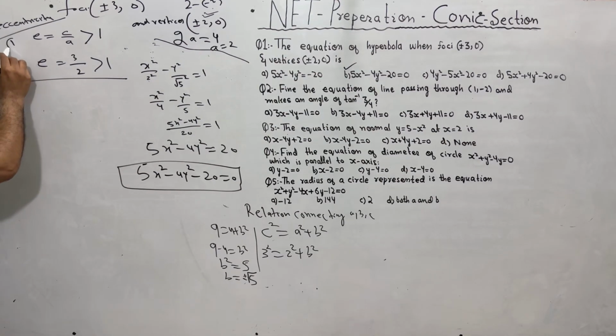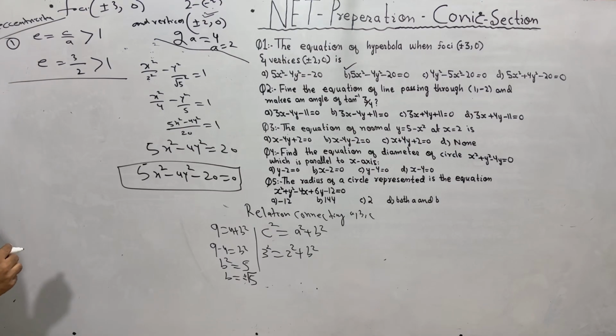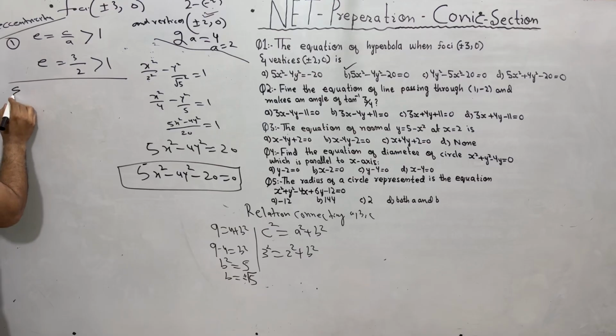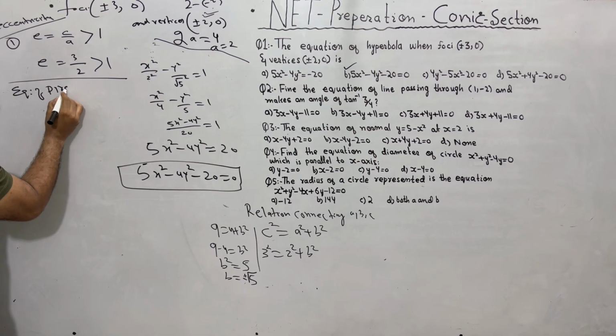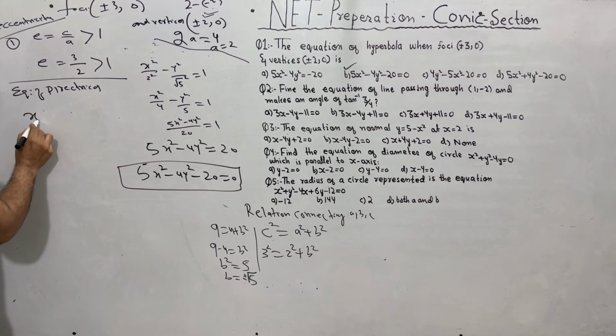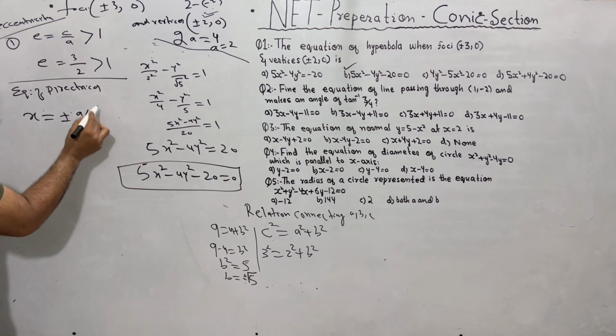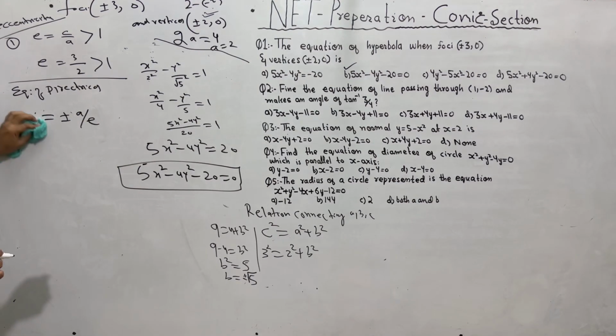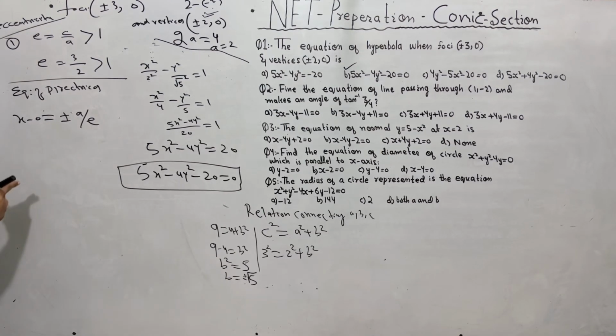That is one element. Second, the equation of directrices I can manage as well. The transverse axis is along the x-axis, so we have x is equal to plus minus a over e. The center is at 0, so we can write x minus 0. If the center is not at the origin, then we have to write the coordinates of the center. The transverse axis is along the x-axis, so our equation of directrices also is x is equal to plus minus a upon e.